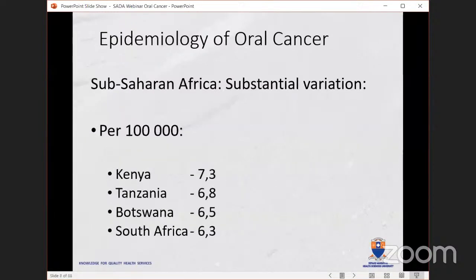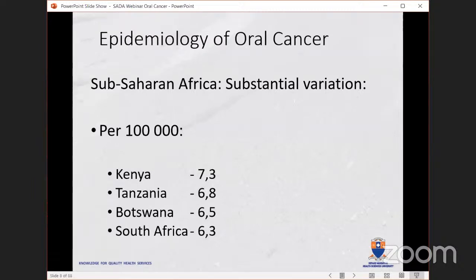Head and neck squamous cell carcinoma is the sixth most prevalent cancer in sub-Saharan Africa. And up to one third of these malignancies do result from an infection, which, as I said, we will explore a bit later. In sub-Saharan Africa, substantial regional variations in the incidence and mortality rates of lip and oral cancer are reported. Per 100,000, these include 7.3 in Kenya, 6.8 for Tanzania, 6.5 for Botswana, and in South Africa, it's at 6.3.